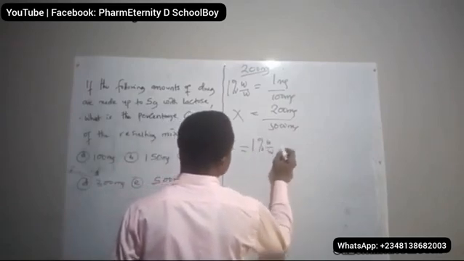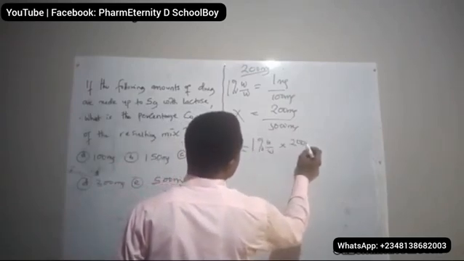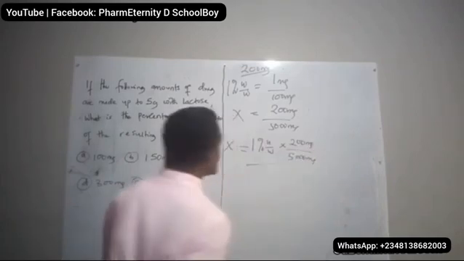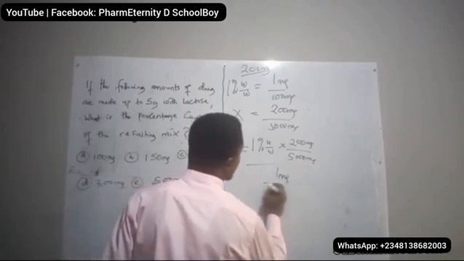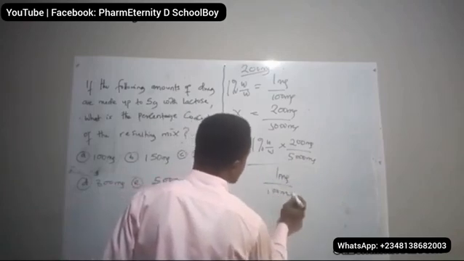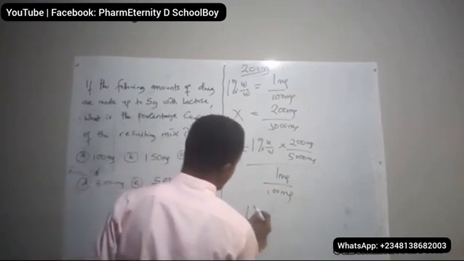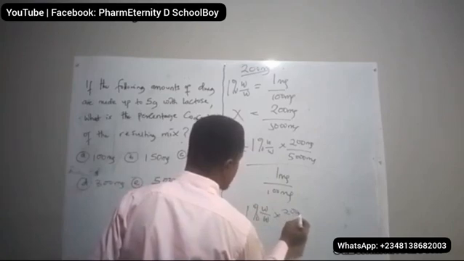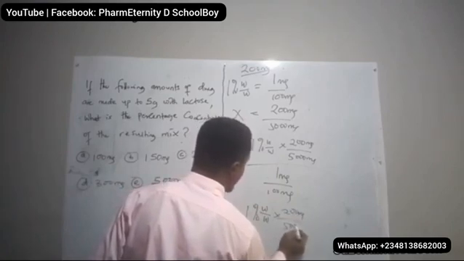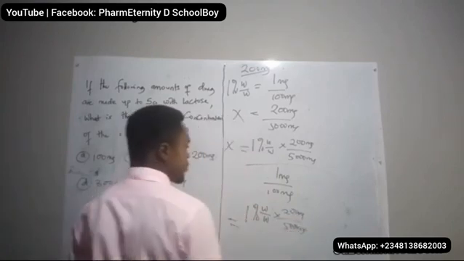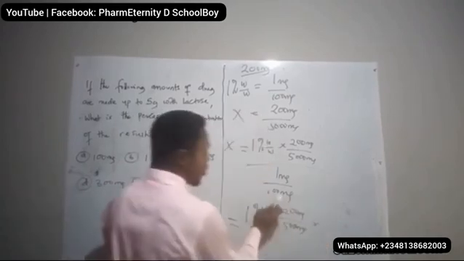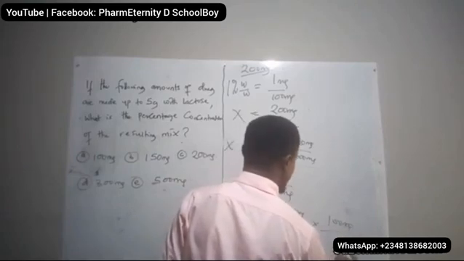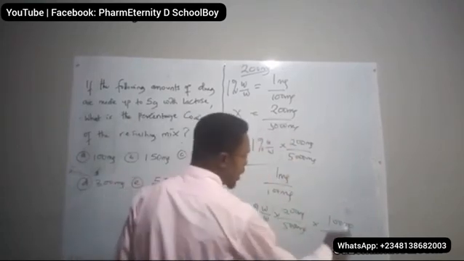Therefore, X is equal to 1% weight per weight times 200 milligram over 5,000 milligram, divided by 1 milligram over 100 milligram. This is something as 1% weight per weight times 200 milligram over 5,000 milligram, right? Times 100 milligram over 1 milligram. So what will happen now is that milligram will cancel milligram.